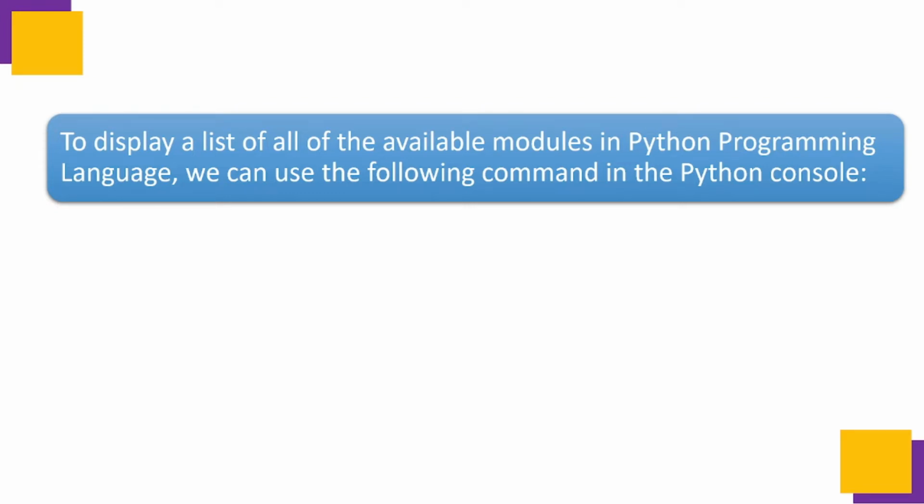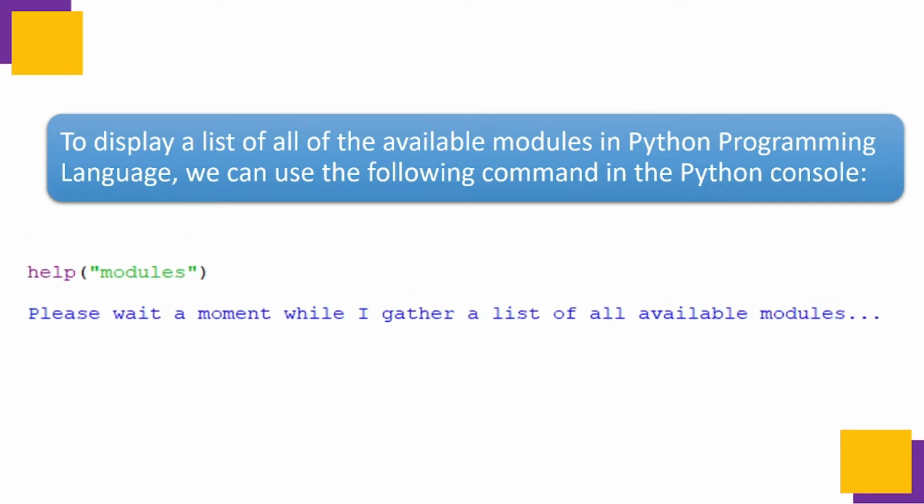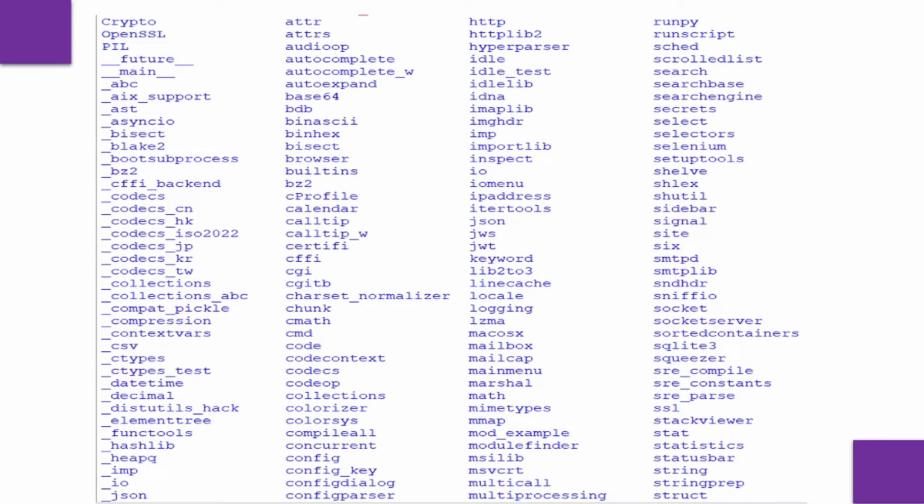And what is that command? The command is help brackets modules. This will display a list of all the available modules in Python, built-in modules. This will be displayed if you type this help command in your IDE or IDLE.